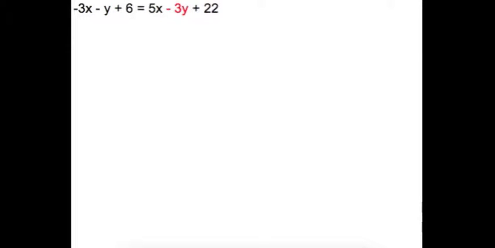If we want y on one side of the equation, we are going to need to get rid of negative 3y on the right side of the equation. To do this, we can add 3y. What we do to one side of an equation, we have to do to the other side.